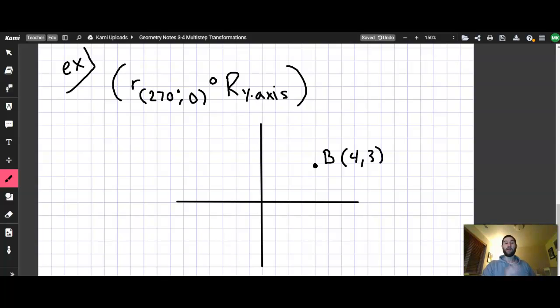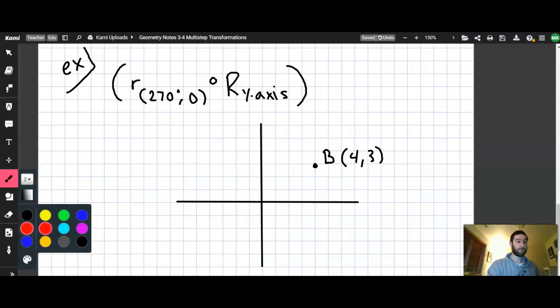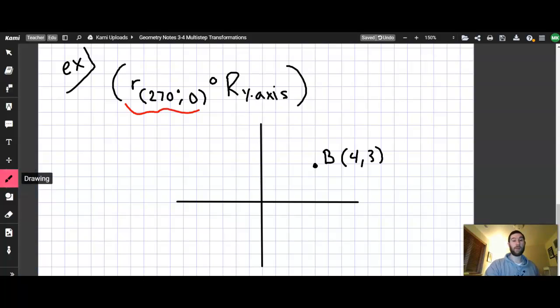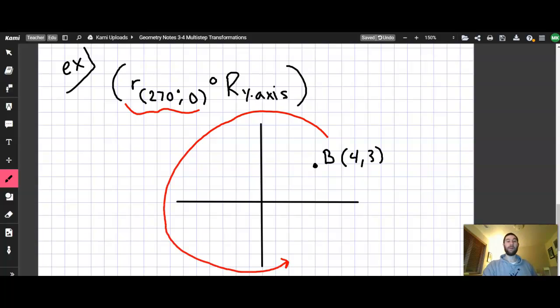So, ladies and gentlemen, first, counterclockwise 270 degrees, which means we're rotating all the way around the graph. Boom, boom, boom, 270 degrees. So let's go ahead and break that down. 4 and 3. 4 was going to the right and 3 was going up. So rotating the right 270 degrees.